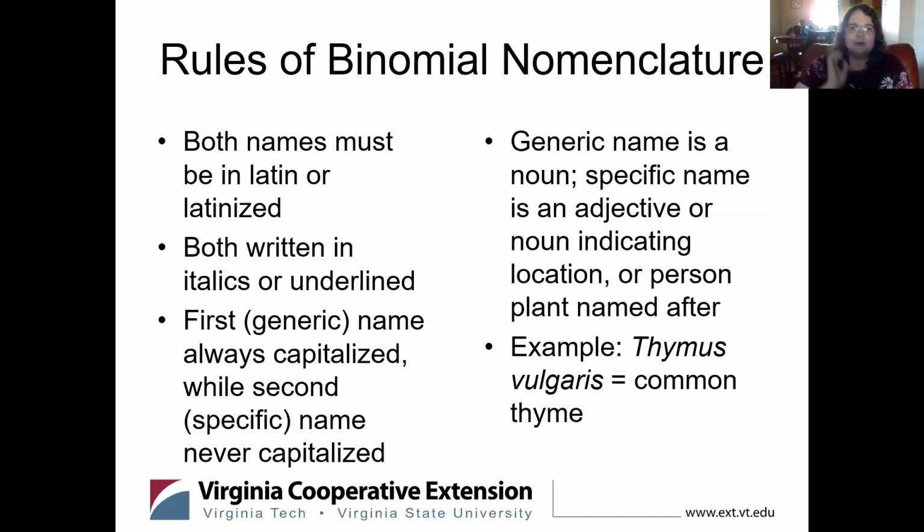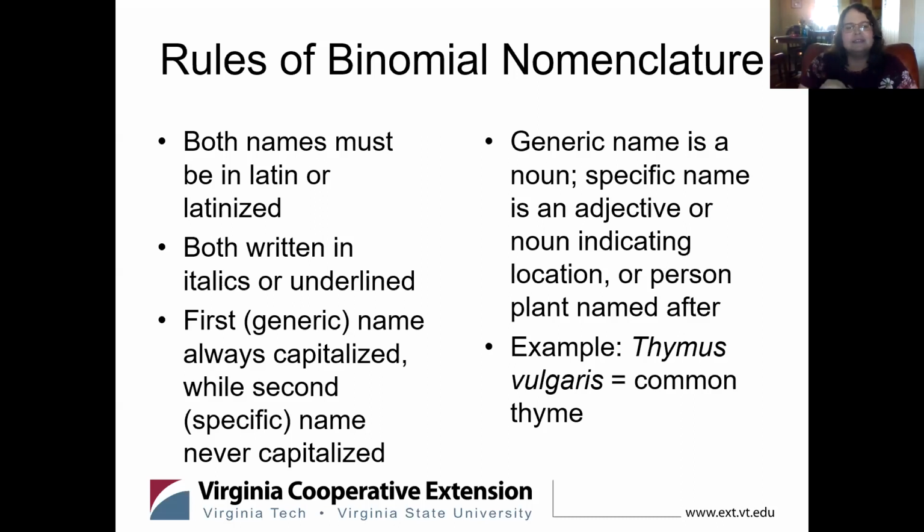So, rules of binomial nomenclature. Both names must be in Latin or Latinized. We have our little example of common thyme at the bottom right-hand corner, which we're going to get to in a second. Both are written in italics. If you can write in italics, you are very, very good. I know I cannot, but you can underline it like I do. So on the computer, you italicize it. If you're writing it out, underline it.